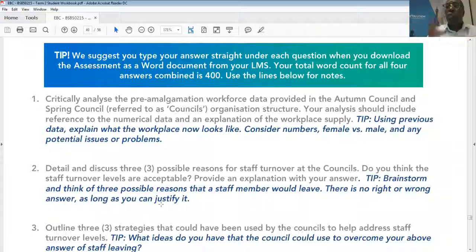You had two councils, Autumn and Spring. Autumn Council's economy was reliant on mining. Spring Council was reliant on grazing and agriculture. So what happened? In Autumn Council, the mining boom came to an end.